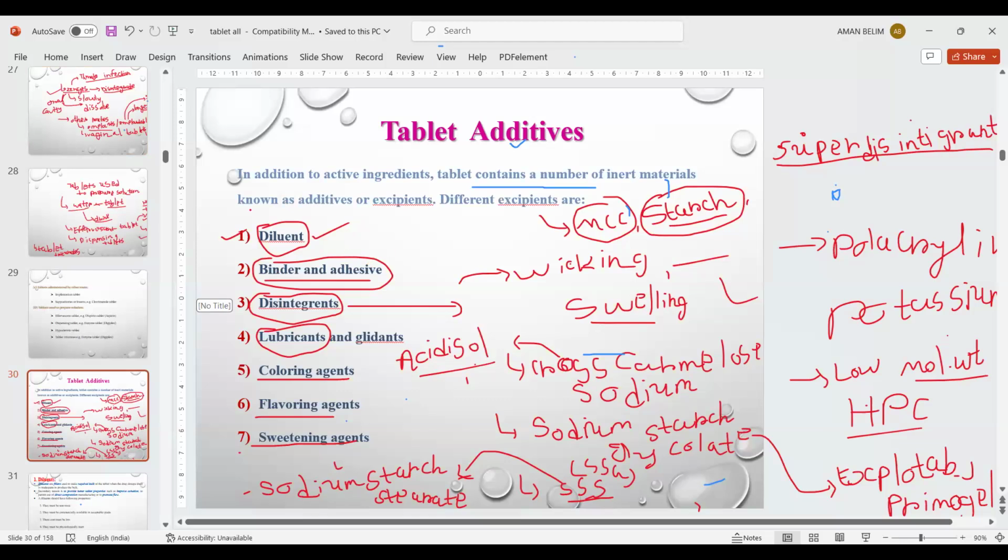And why do we add the diluent? What will be the maximum size of the tablet? Maximum size of the tablet in inches. Can you give me the name? It is written in the Lachman book also.